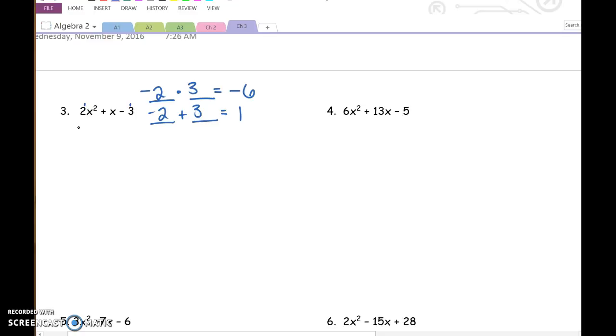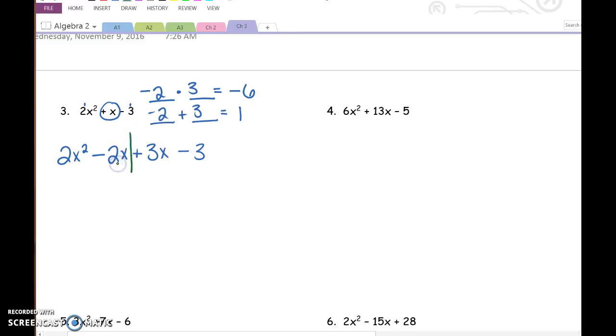Your next step is to rewrite it as 4 terms. So keep your 2x squared. Instead of this plus x, we're going to split that into negative 2x plus 3x. And then don't forget about the minus 3 at the end. Now, if you write 3x minus 2x instead of negative 2x plus 3x, you will end up getting the same answer. Your parentheses will just be in the other order, which is fine.